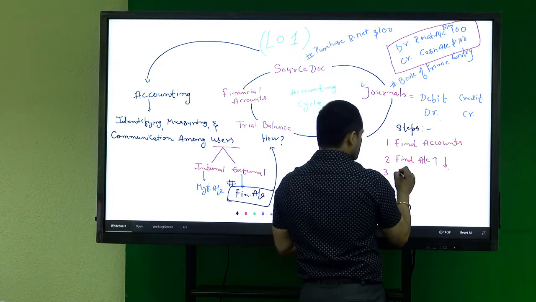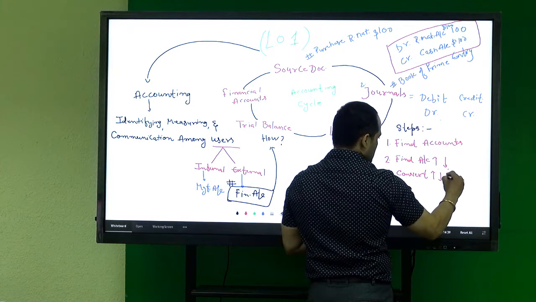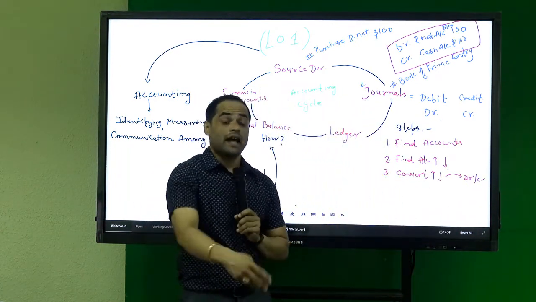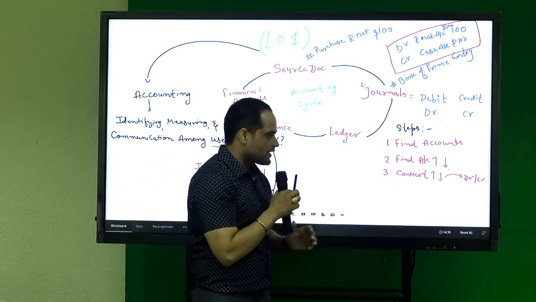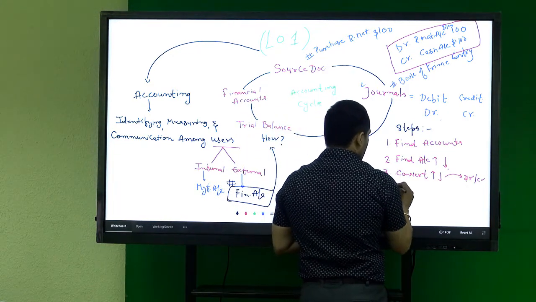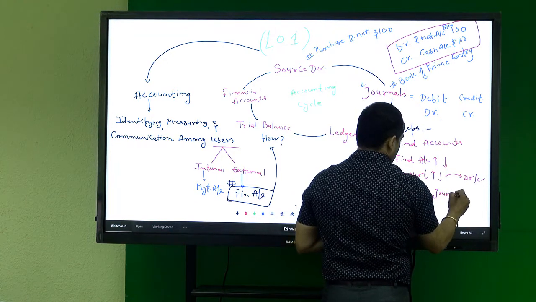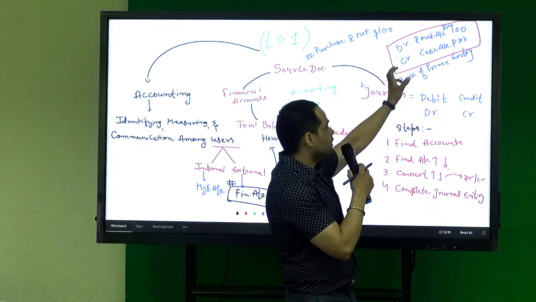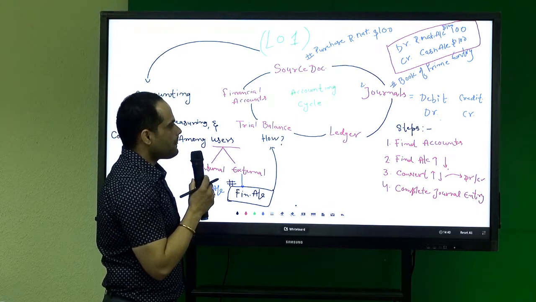Step three is convert this increase or decrease into debit or credit. Increase could be debit or credit, and decrease could be debit or credit. I will explain later why we find whether it is debit or credit. So increase, decrease, debit, credit. Now, number four, complete the journal entry. The journal entry is: purchase, so debit raw material, credit cash, 100, 100. So this is the idea to prepare a journal entry.